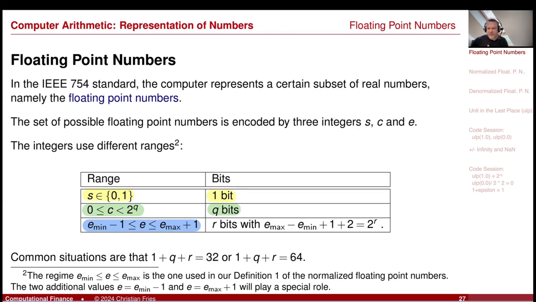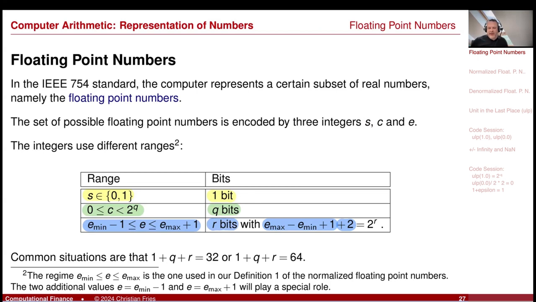But how many bits do we need for this? I have e max minus e min values, plus 1, because there's also the 0, if I were in the interval from e min to e max. But then I have the two additional values at the end points. And if this is equal to some 2 to the power of r, I need, of course, r bits. So I have 1 plus q plus r bits.